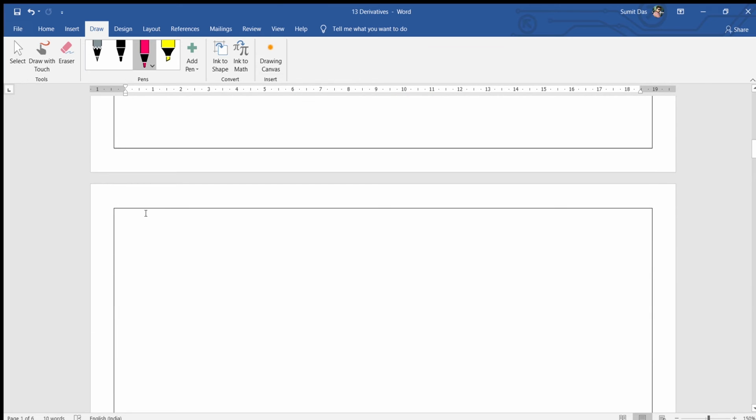This is very important. I'm writing here. First principle of derivative. First principle of the derivative.